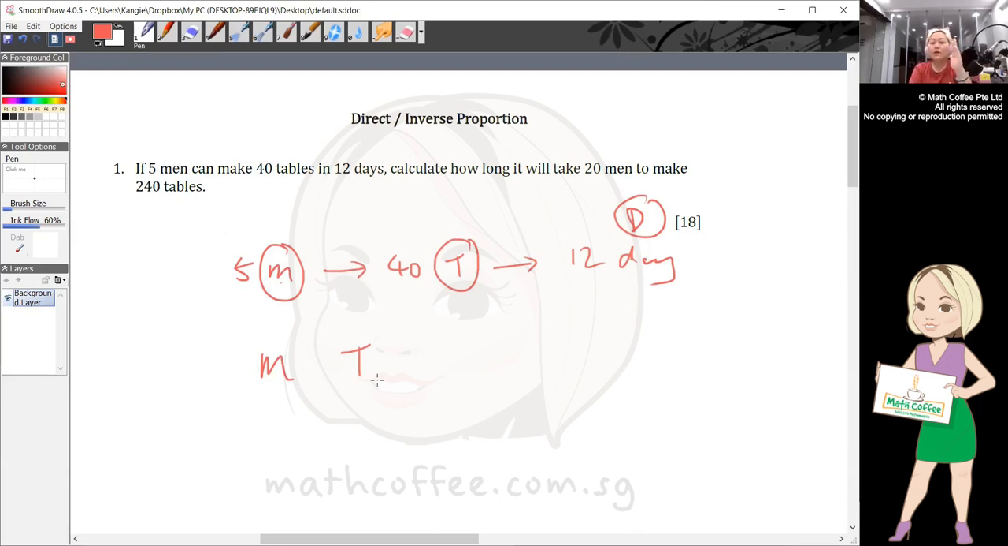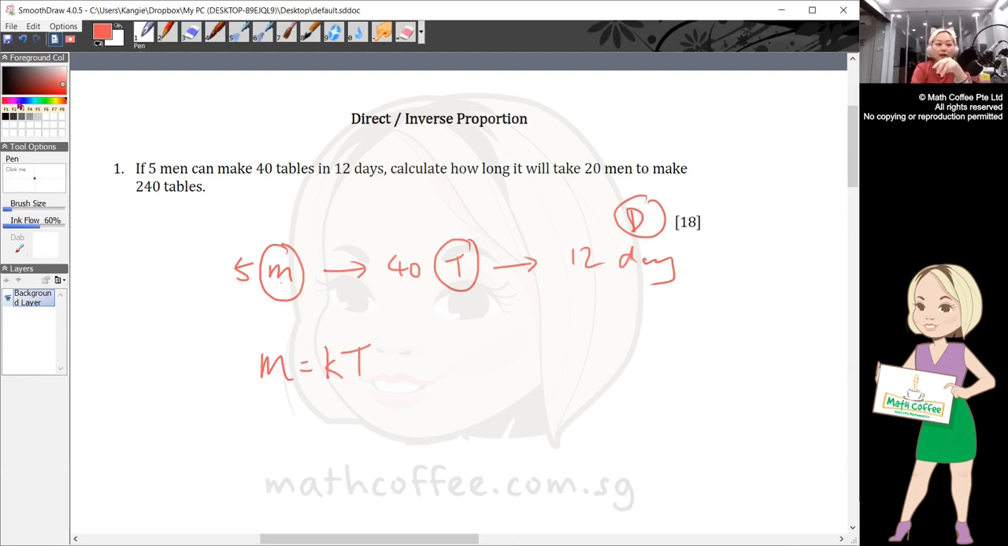In this scenario, if you have more men, do you make more tables or do you make fewer tables? When you have more men, of course, you make more tables, right? So both increase, which means it is direct proportion. And when it's direct proportion, it means M equals KT. The K is side by side. So now I know M is directly proportional to T.